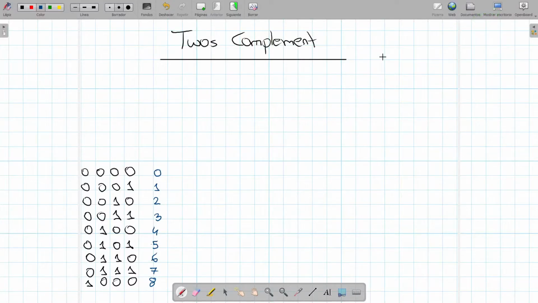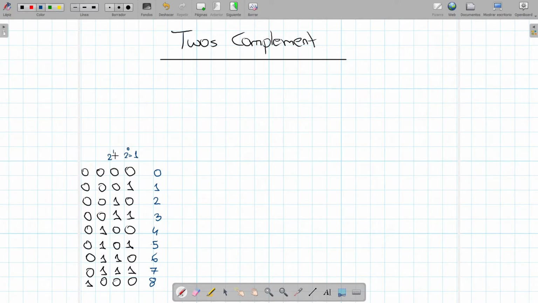Hello, today we're going to explain 2's complement, which is a way to represent negative numbers in binary notation. Okay, so if you know a bit of binary notation, let's review it. Numbers are represented by zeros or ones, where starting from right to left, this position reflects 2 to the power of 0, so 1.